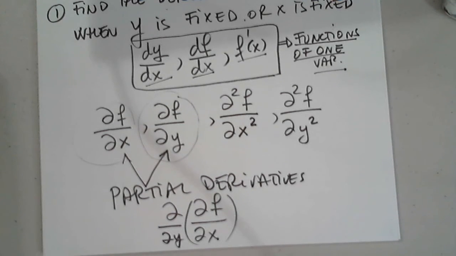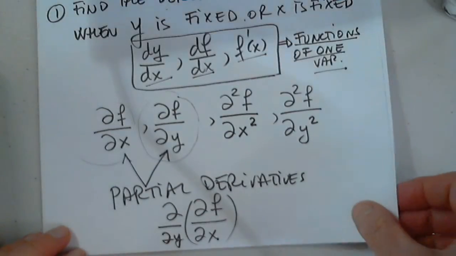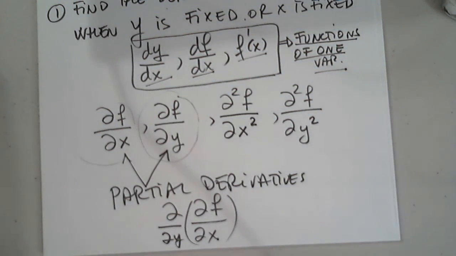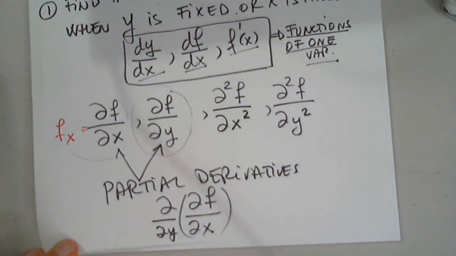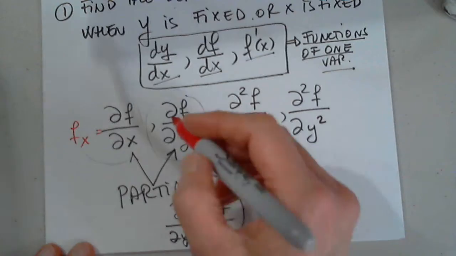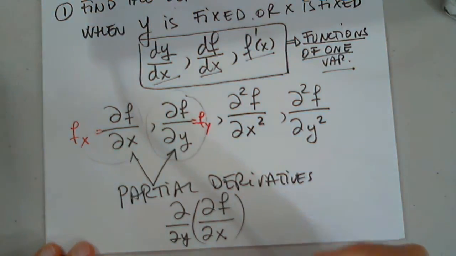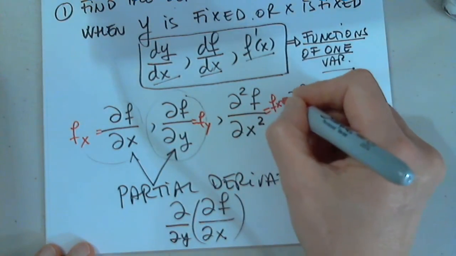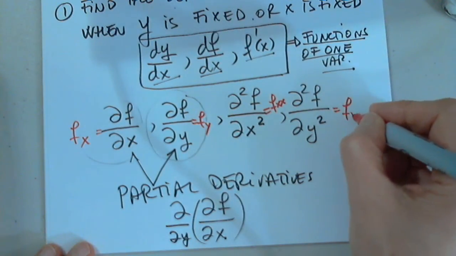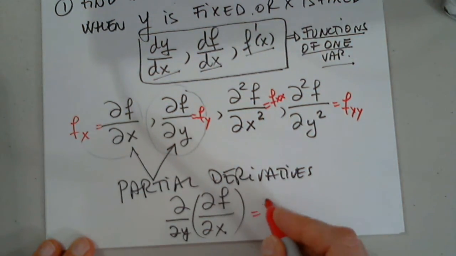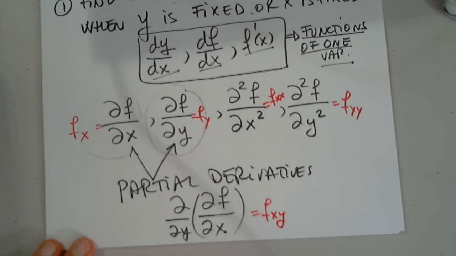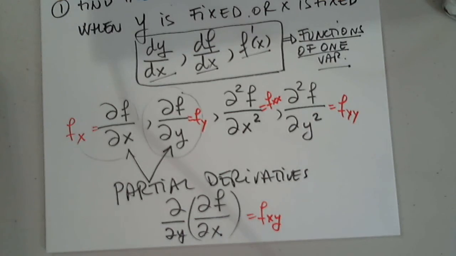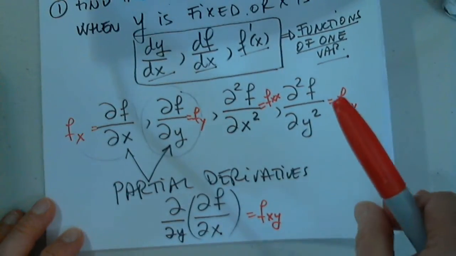We're going to look at this example and determine all of those. Okay? So also notation. This can also be shortly called fx. This fy. This fxx. This fyy. And this fxy. X first, y second. We're going to use this notation for this problem or any problem you want to pick.